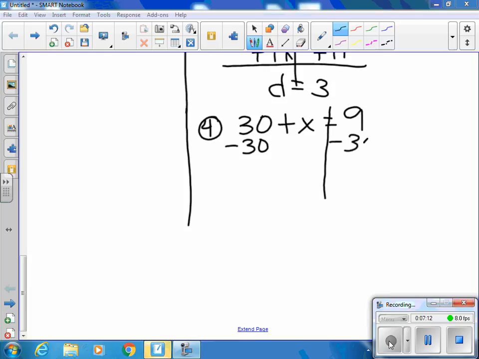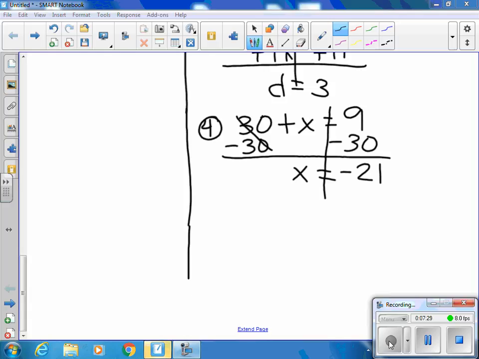Remember, you have to make something zero out in order for it to go away. So 30 minus 30 is gone, and now that leaves me with x equals, and 9 minus 30 is going to be negative 21. Okay, so just be careful with that number in the front and make sure you're doing the opposite operation of what it is.